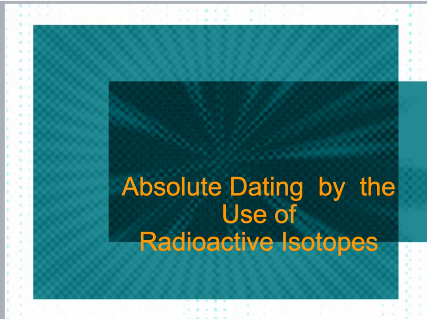So let's go. Absolute dating by the use of radioactive isotopes. We're actually going to come up with an actual number of years, or it could be days, or minutes, but in our case it will be years, for how old things are. And we're going to see how scientists have been able to do this. Why do we think the Earth is around 4.6 billion years old? And how do we know how old other things are? That's the question we're going to try to answer here.